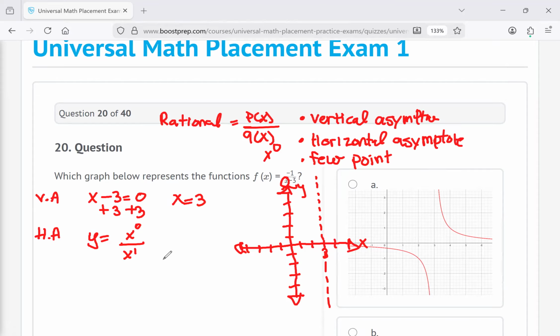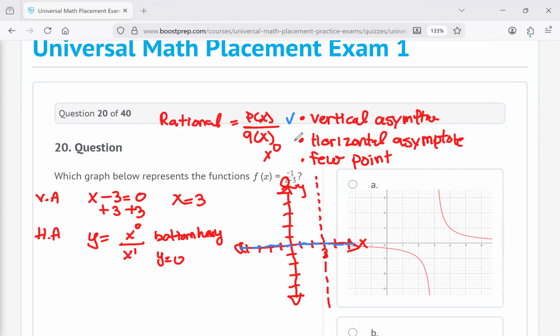So then what you want to do is look at your rules. Is this top heavy, bottom heavy, or are the degrees the same? The degree on the bottom is bigger than the top, so it is definitely bottom heavy. And when it's bottom heavy, your horizontal asymptote is always going to be y equals 0. So don't be fooled. You have one, it's just y equals 0, so that looks like this. I'm going to use blue. So y equals 0 is this blue horizontal dash line.